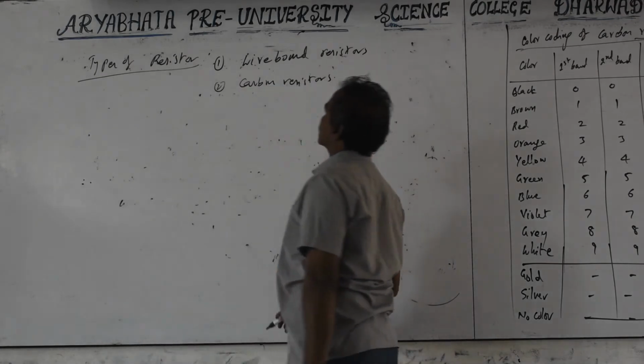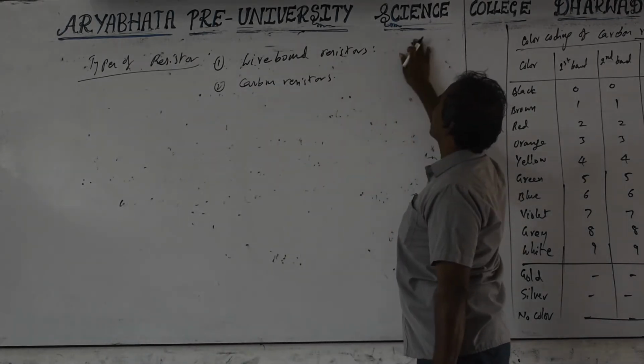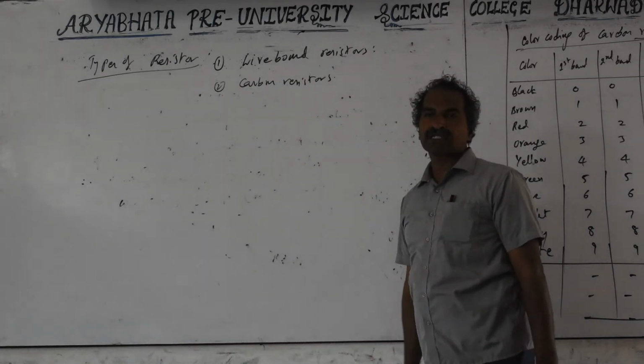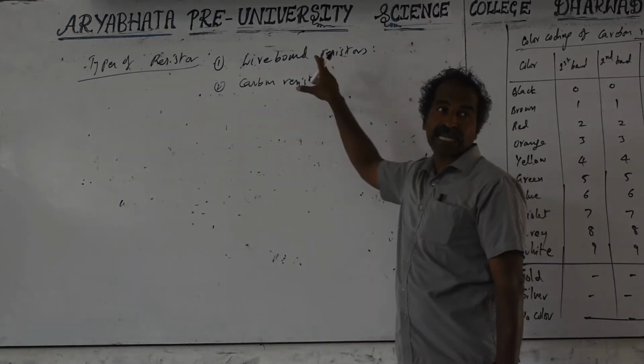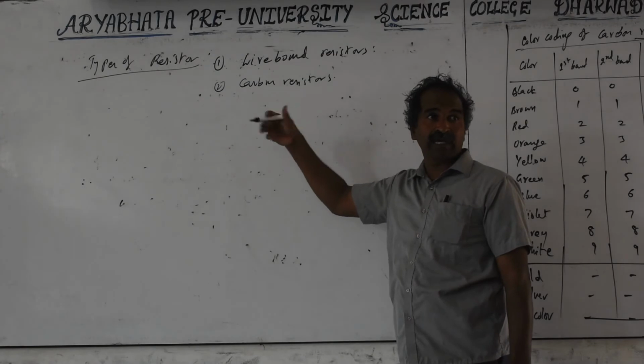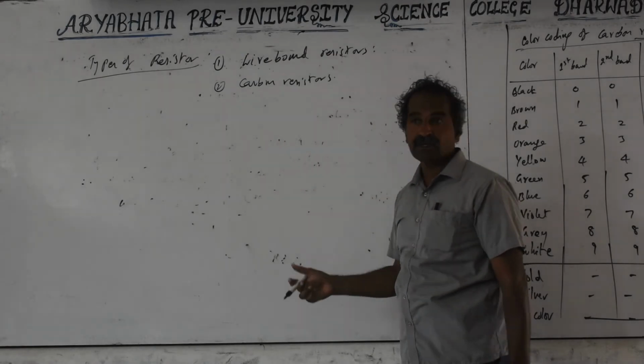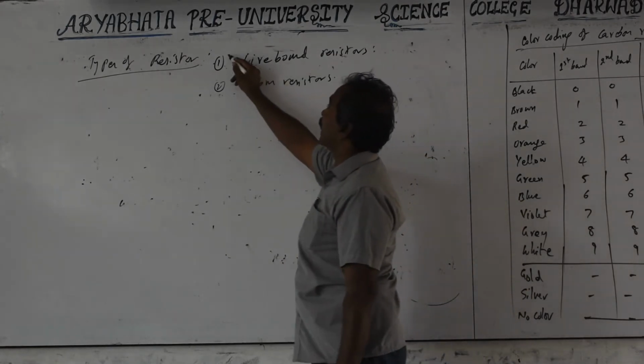Wire bond resistors. Here, the preferred metal is manganese or constantan wire, used in the form of a winding. That is used for high current standards. If you are passing high power, high current through the resistors, in such cases we have to use wire bond resistors.